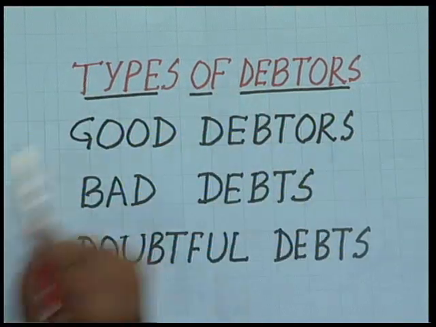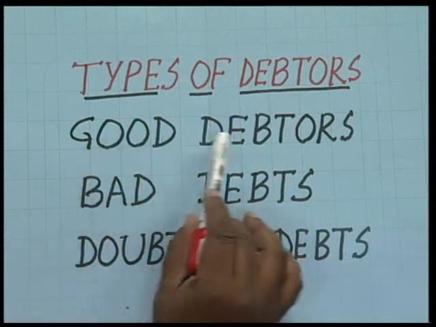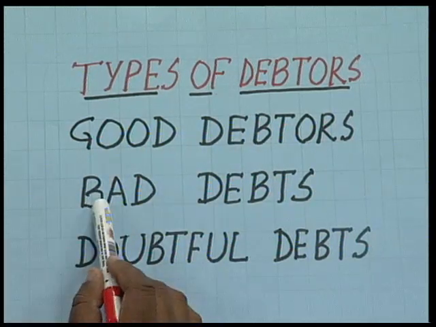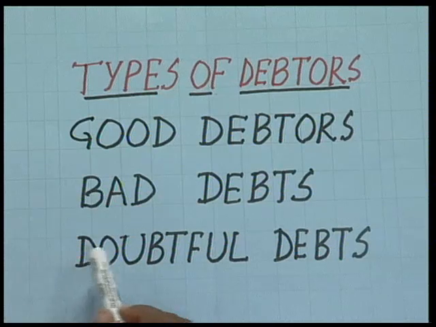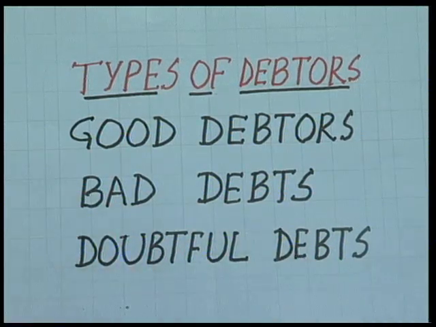Let us discuss the accounting for the provision for bad debts. Before we do the accounting, as mentioned here, debtors are of three types. The first are good debtors, the second are bad debts, and the third are doubtful debts. Good debtors are those debtors from which we are certain that we will recover the amount. Their money will not be in vain. So, there is no need of doing any provision for such debtors.